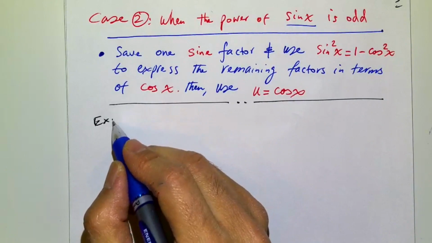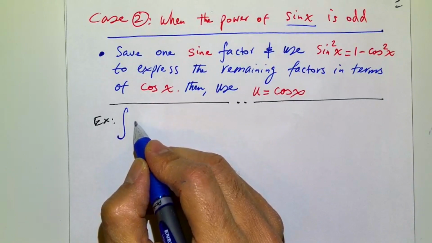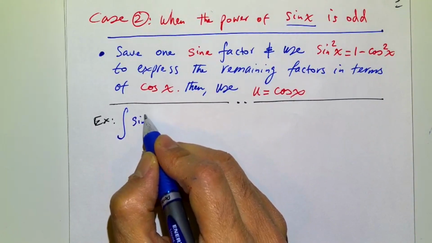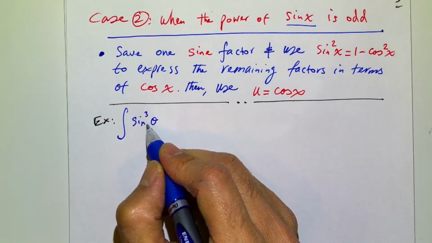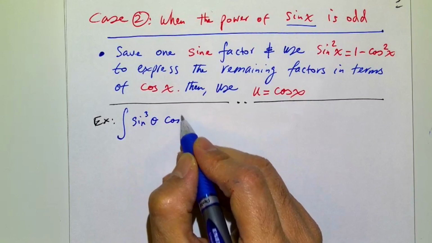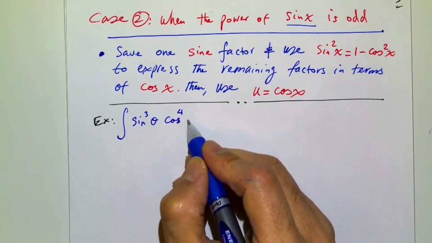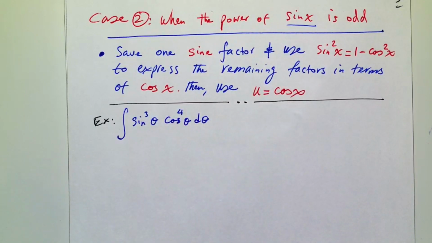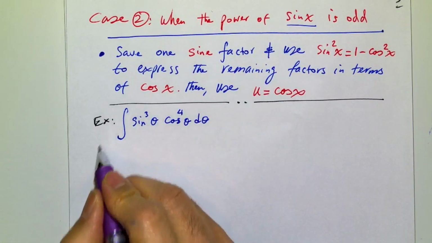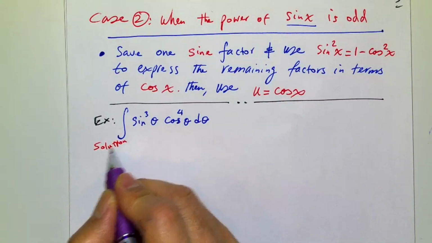So in this example, we have sine cubed theta times cosine to the fourth power theta d theta. Okay, so the solution for this case would be as follows.